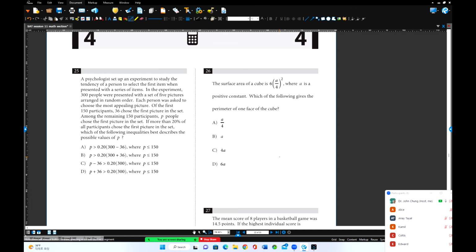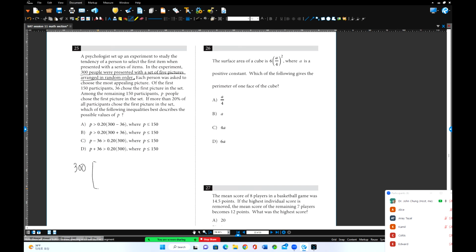Number 25. Psychologists have set up an experiment to study the tendency of a person to select the first item when presented a previous item. In the experiment, 300 people were presented with a set of 5 pictures arranged in random order. We have 300. Each person was asked to choose the most appealing picture. Of the first 150, 36 chose the first picture. 36 chose what? First picture, picture 1.